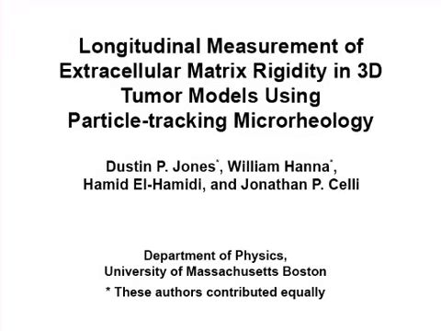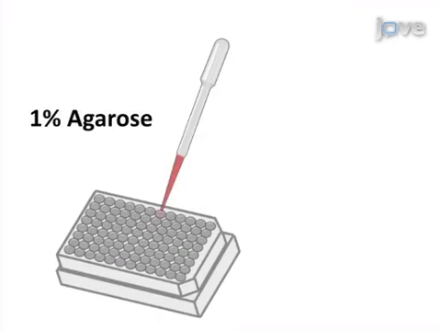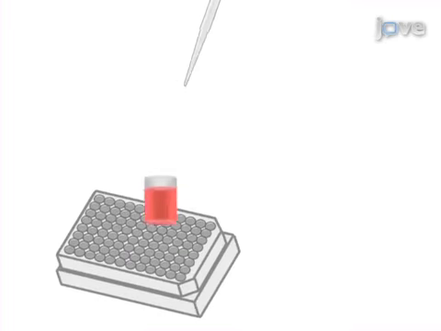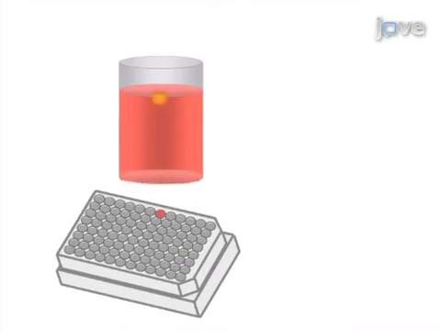The overall goal of this procedure is to measure longitudinal changes in the mechanical properties of the extracellular matrix in three-dimensional cancer models. This is accomplished by first harvesting cancer cells and growing the tumor spheroids by an appropriate method until they have reached the desired size.